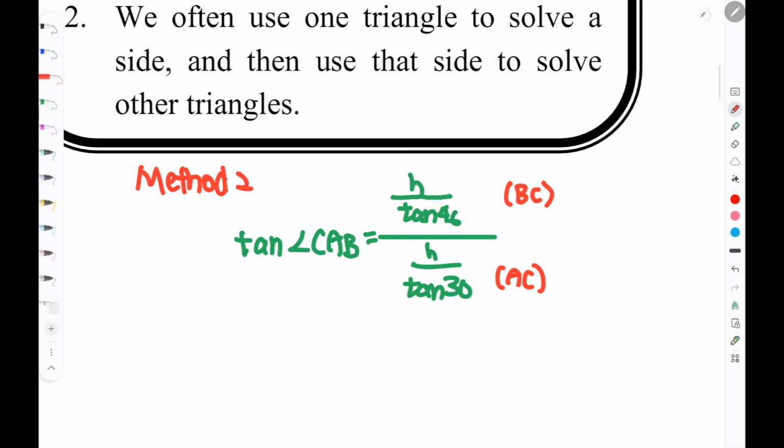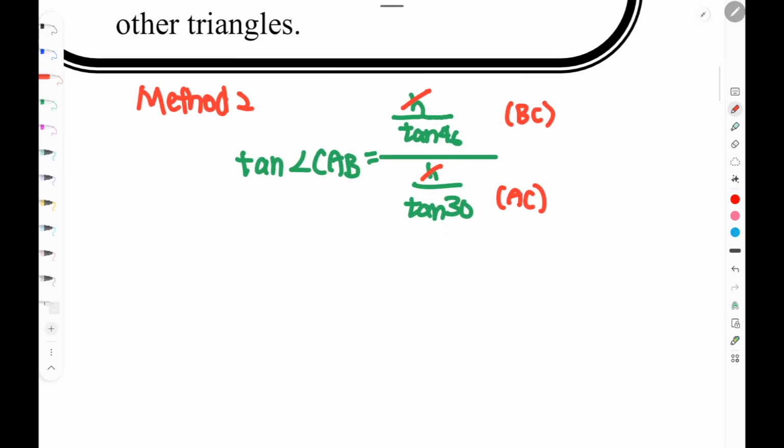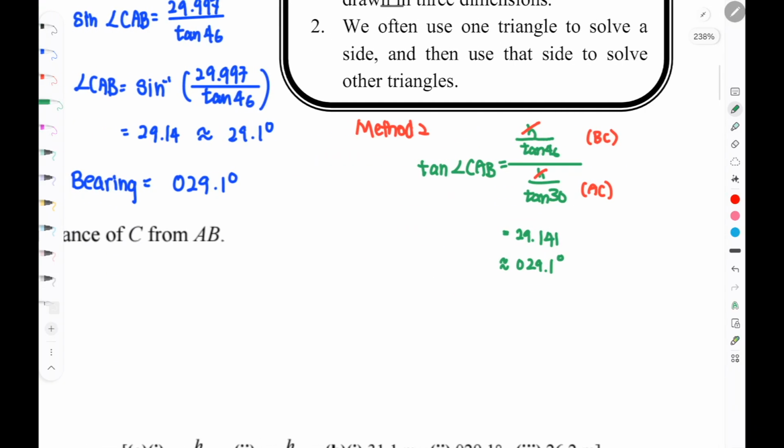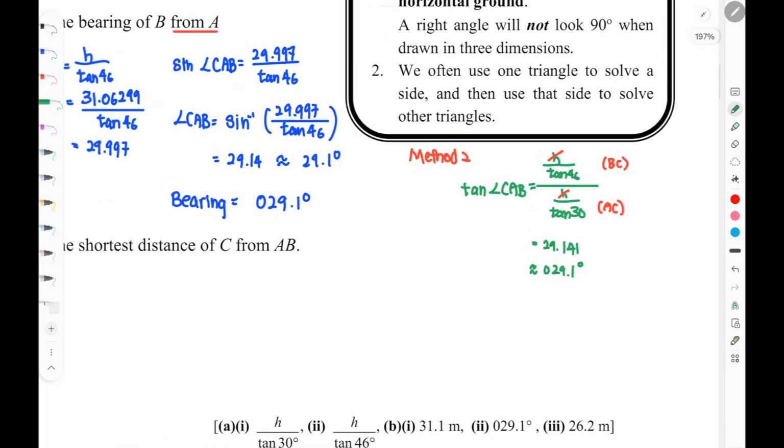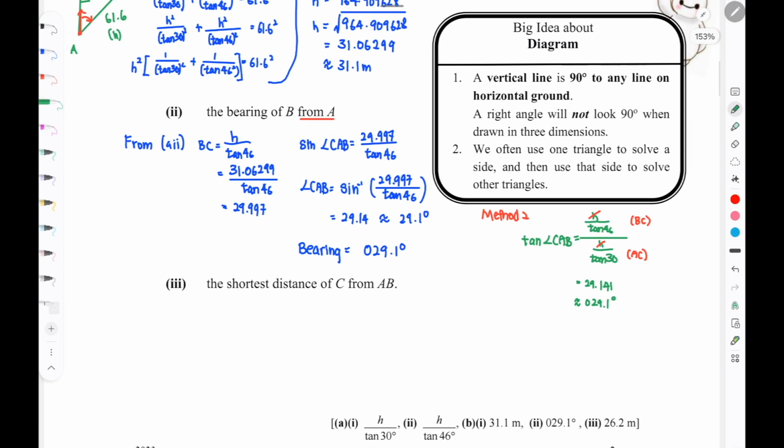The reason why I don't recommend this method is you need to know how to cancel out to use this. Actually h and h can cancel. I get 1 over tangent 46 over 1 over tangent 30, which I can type the whole thing into my calculator, and I will get 29.141, which equals 029.1. This is if you can see how I can cancel out h. But if you are not confident in that, just stick to the original method.